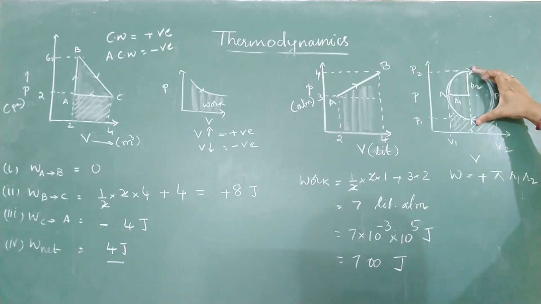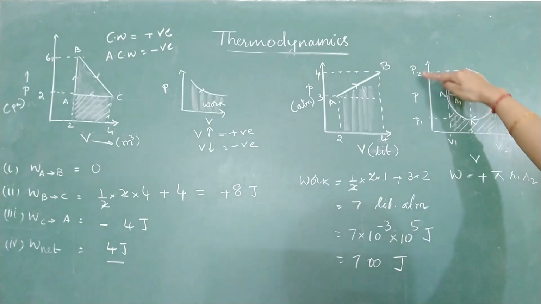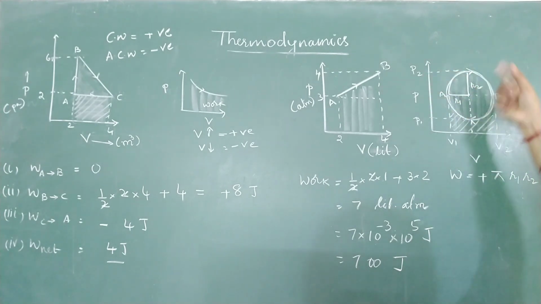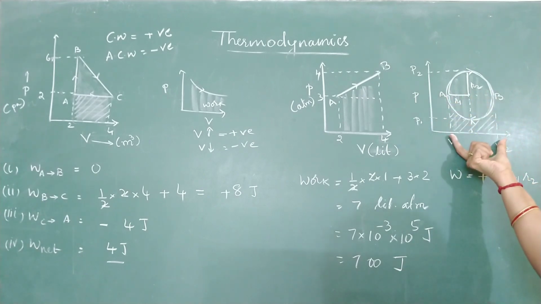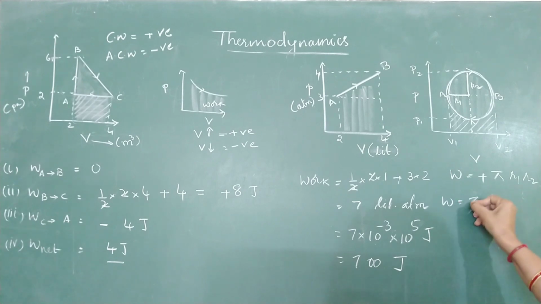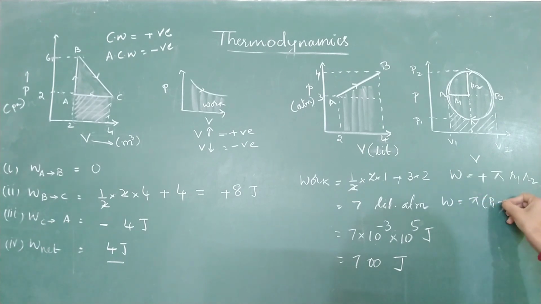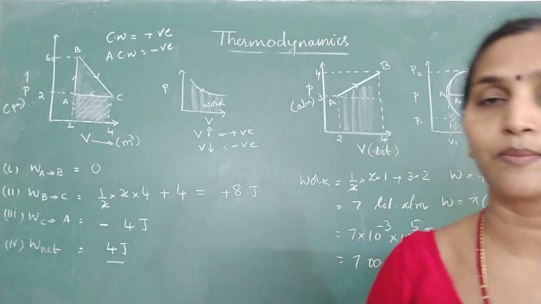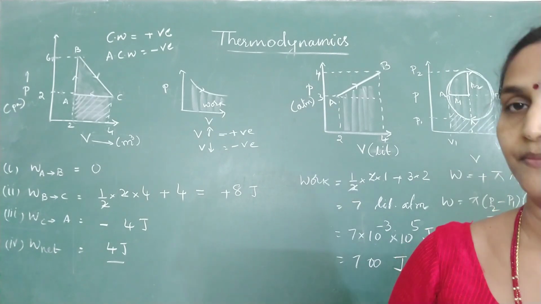Tell me if this distance, diameter, is P2 minus P1. What will be the radius? P2 minus P1 by 2. What is this radius? Half of V2 minus V1. So work done should be pi into (P2 minus P1) by 2 into (V2 minus V1) by 2. So if values are given, substitute the values, otherwise leave the answer in terms of P1, P2, V1 and V2.